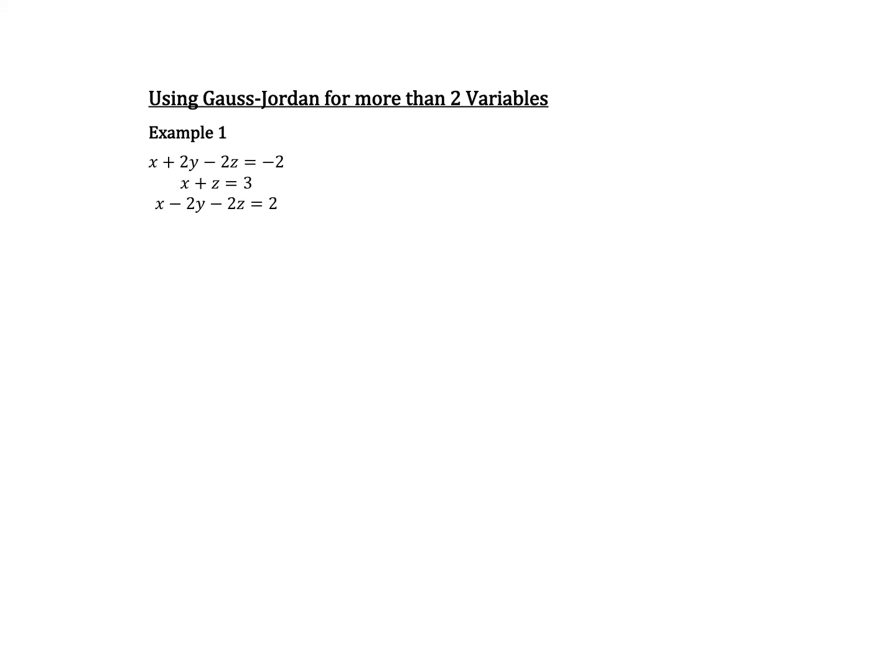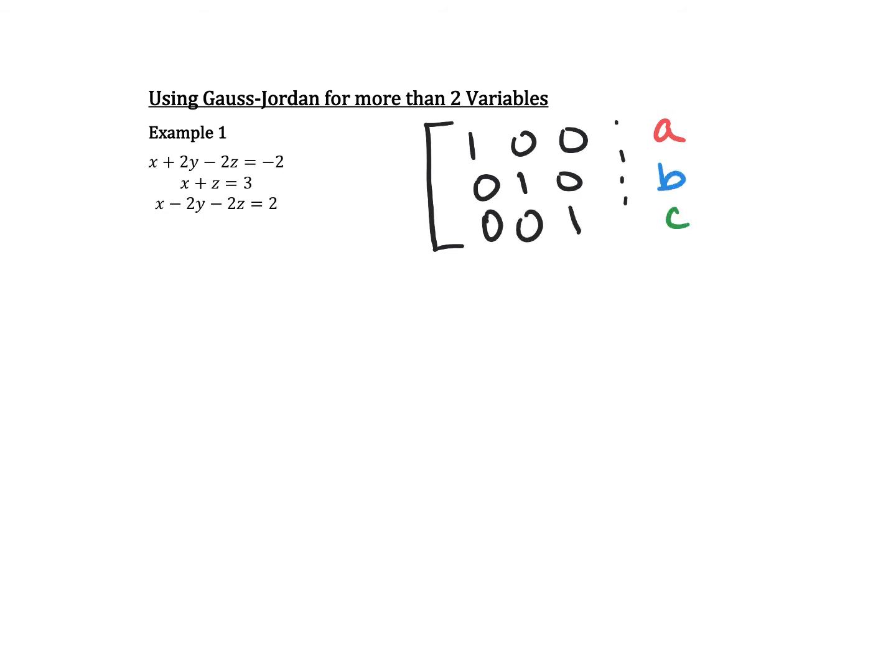So for this particular example, we're going to look at a 3 variable. In three variables, it's the same process as 2 variables, except now we want to get ones on our diagonal. So when we set this up, you'll have 1, 0, 0, and let's say the solution here is A, and then you'll have 0, 1, 0, solution here is B, and 0, 0, 1, solution here is C. So you're still going to try to get ones and zeros on the diagonal, ones on the diagonal and zeros everywhere else here, all right?